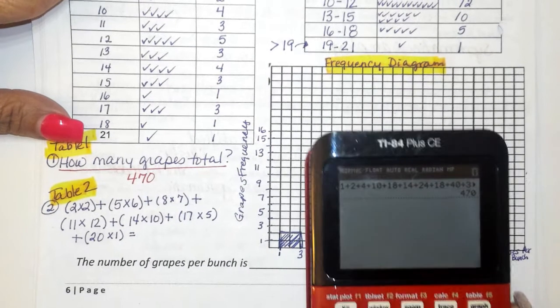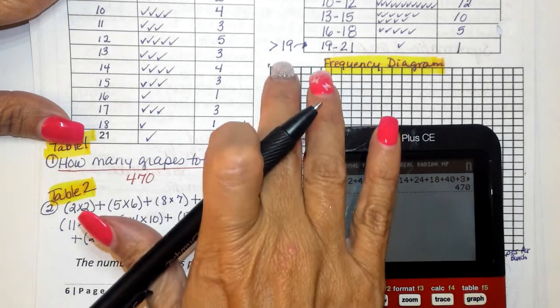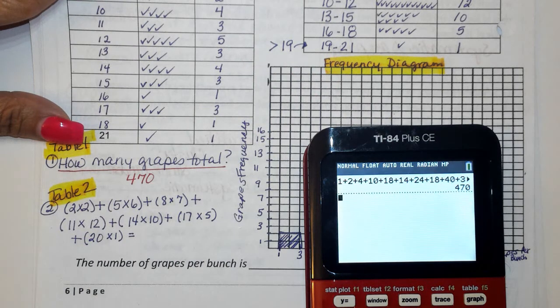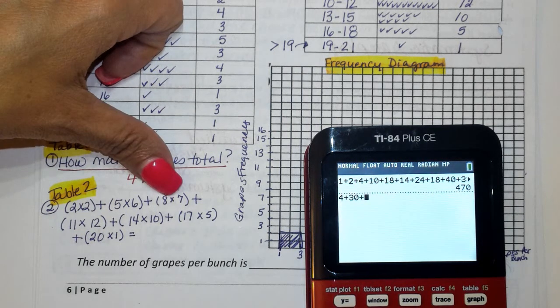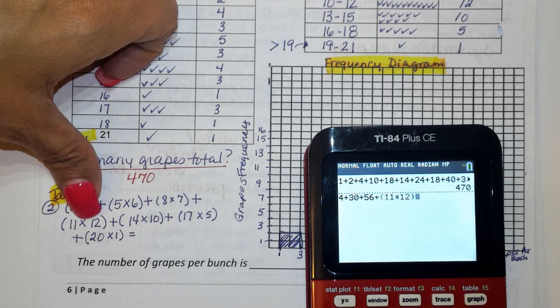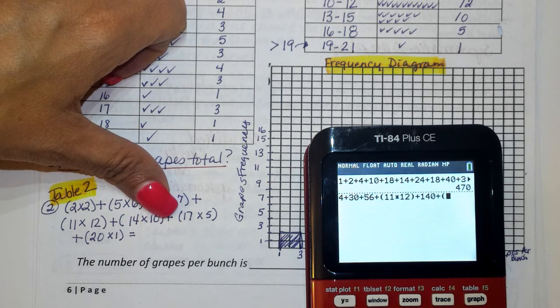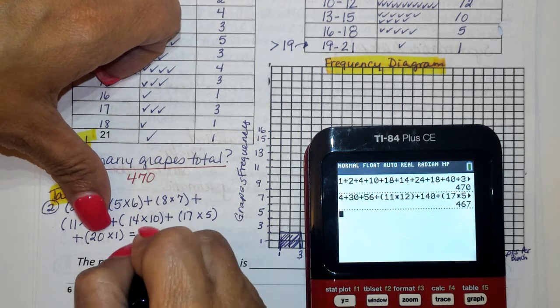Now, the first time I did it, I believe I got 467, but again, it depends. I can't remember if I did it with 19 or if I did it the other way. So I'm just going to do some of these in my head. 4 plus 30 plus 56 plus, is that 121? 11 times 12 plus 140 plus 17 times 5 plus 20. 467.